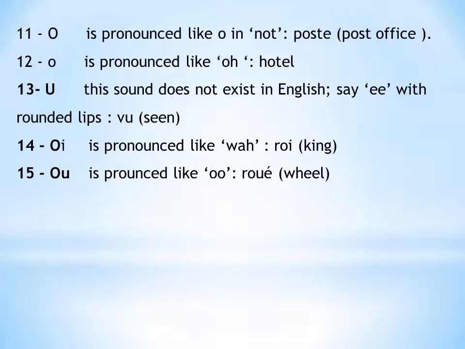The 11th and 12th are O and O. Now in English we have just one O, but in the French language we have two different O's. One is pronounced like the O in "not". It is a prominent O, as in "posta", where the E is silent at the end, denoting that it is feminine. Posta. Now in the 12th we have another O.